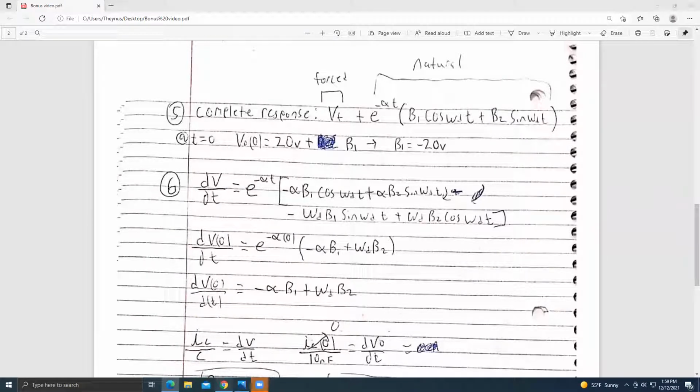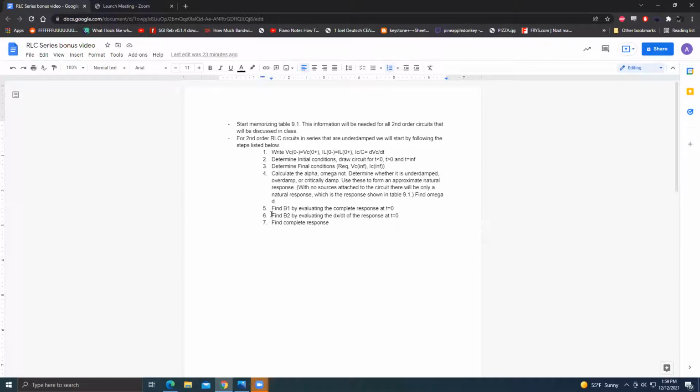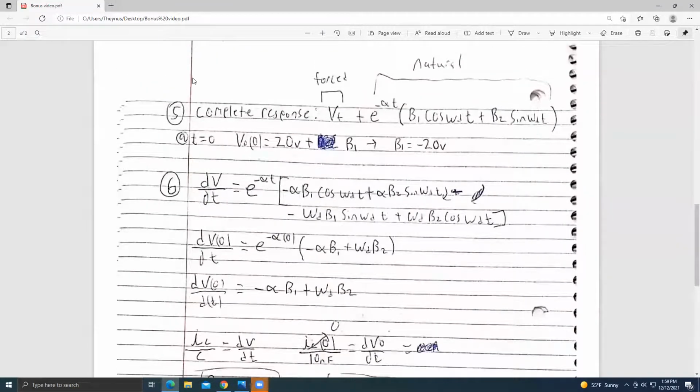This takes us to step number 6. Step number 6, find b2 by evaluating the derivative of the response at t is equal to 0. All right, so here's our complete response. If we take the derivative of this, this would force this to go to 0, or this would go to 0. And we would be left with taking the derivative of the natural response here. Well, you should, and I highly recommend, going back and refreshing yourself on the chain rule, because that is what is occurring in order to take the derivative of this natural response.